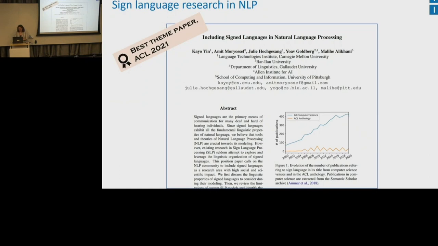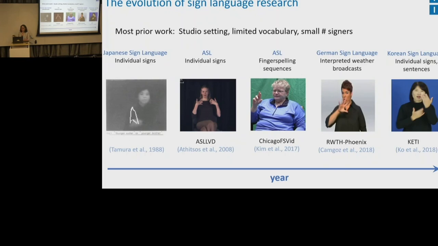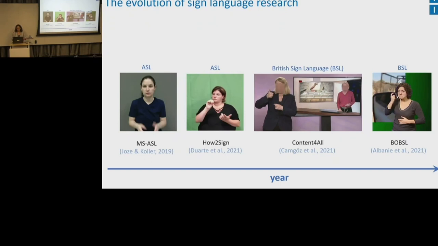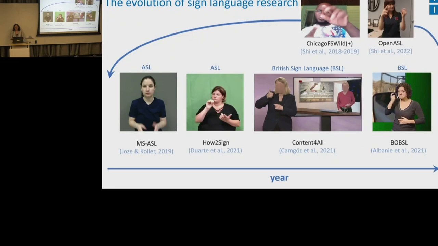So over time, sign language research has evolved from very simple tasks with limited vocabularies in studio settings and a small number of signers. These are data sets and tasks ordered by the year in which they came out. And slowly the field has moved on from that to more varied types of settings. So these are interpreted news broadcasts and so on, recent research. And we've contributed a couple of data sets as well. Two data sets in 2018, 2019, and one just now at the end of 2022.